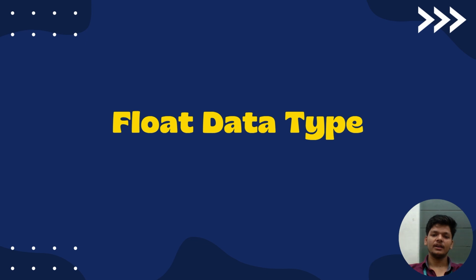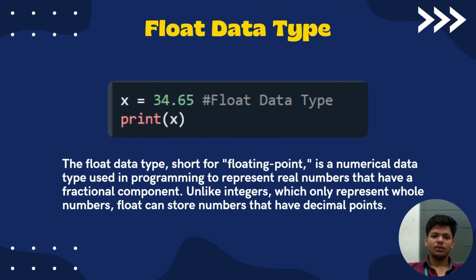And next is the float data type. Float, short for floating point, is a numerical data type used in programming to represent real numbers that have a fractional component. Unlike integers, which only represent whole numbers, float can store numbers that have decimal points. We can store decimal numbers in a variable. It is called a float data type.